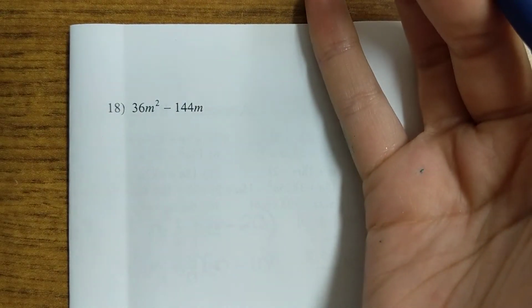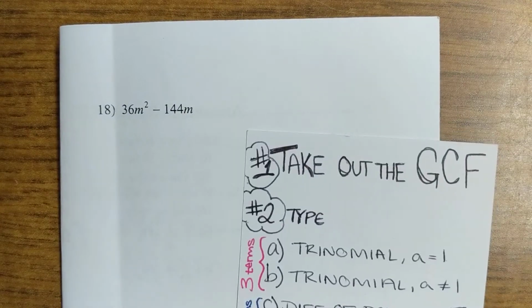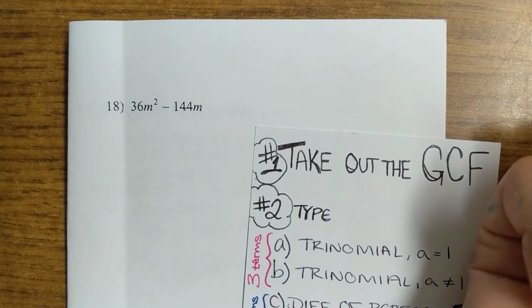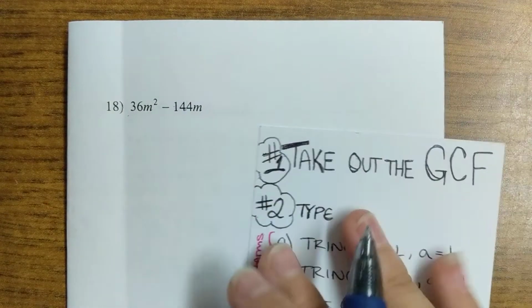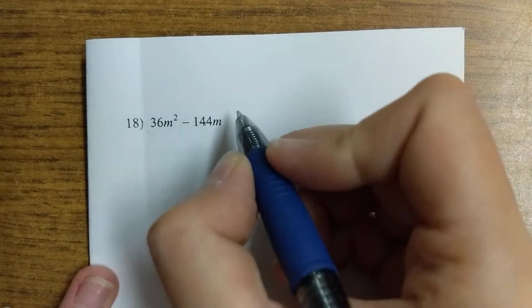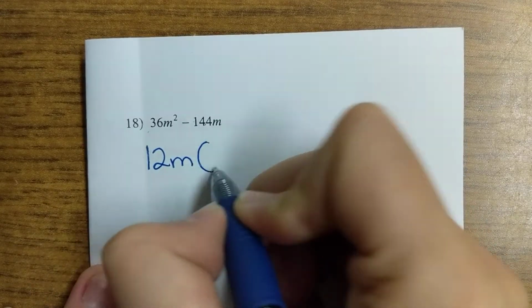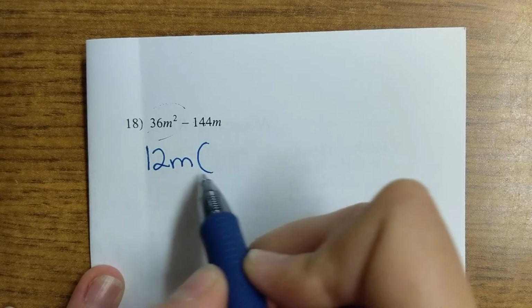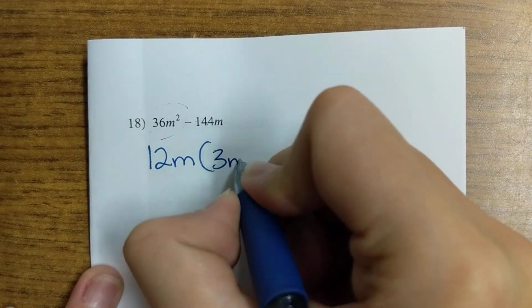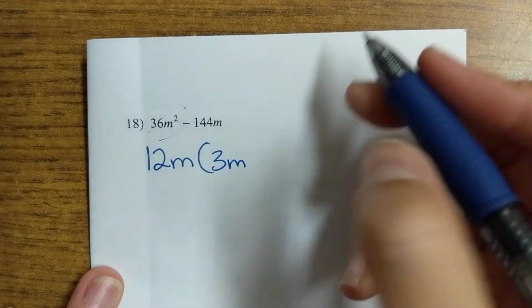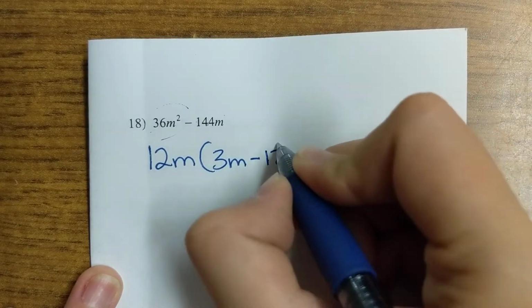Number 18 looks so scary. Well, where do we start? Always, always, always take out the GCF. Greatest common factor looks like it's 12 to me. 12 goes into 36, 12 goes into 144. And there's an m in common, so I'm going to take out a 12m. 36m squared divided by 12m is 3m. Negative 144m divided by 12m is negative 12.